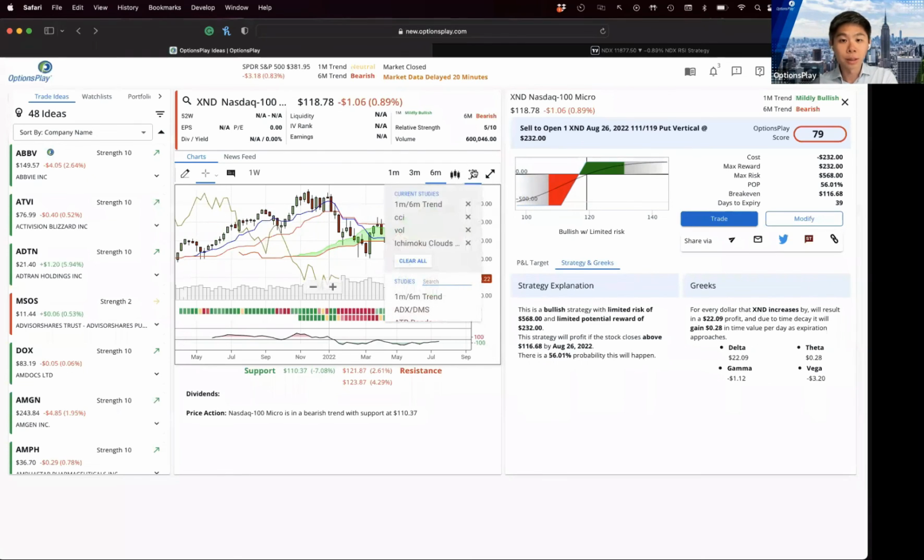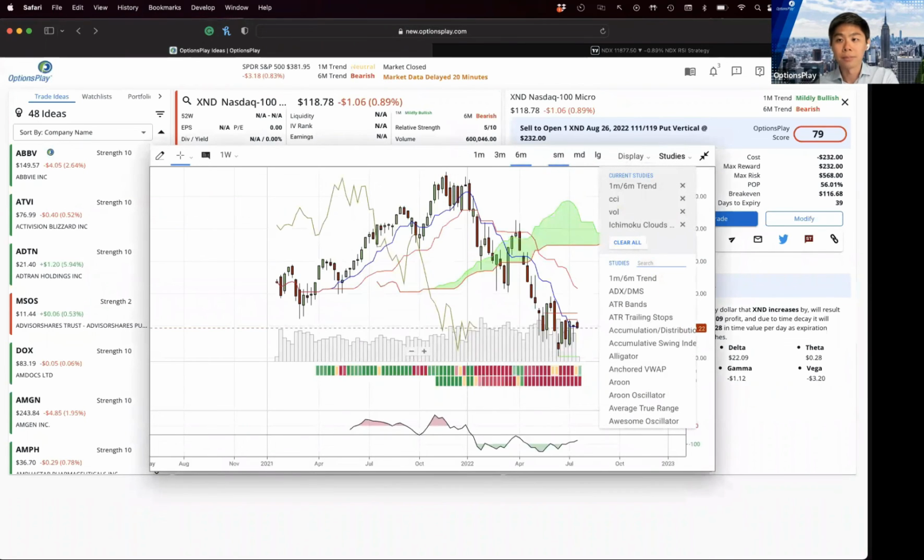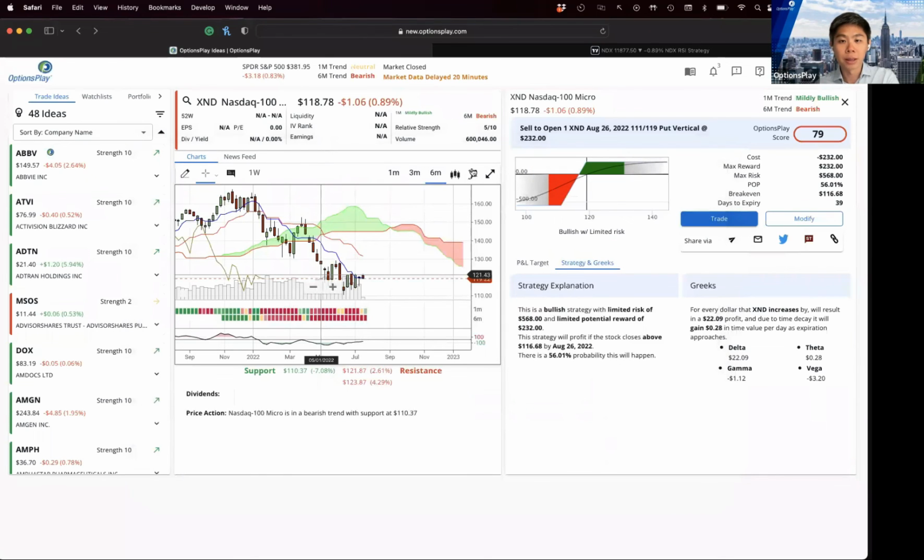How do you add studies to the current chart? You click on this studies button here, or when you expand the chart, you'll see the studies drop down. But there's a studies button here on your screen next to the expand button.